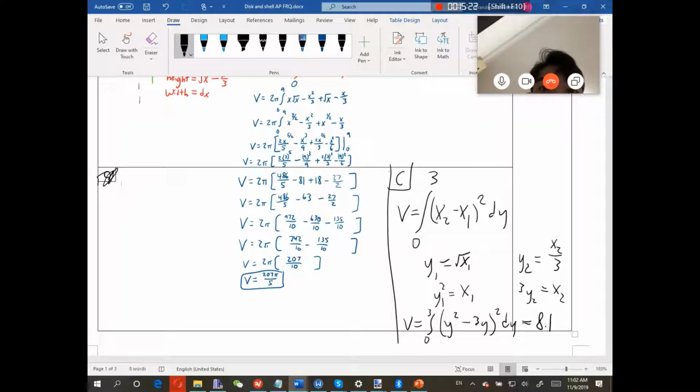On their scoring guide, they had 2 points for this. 1 point was the integrand, and then 1 point was the answer of 8.1. Okay, any questions on anything from today?